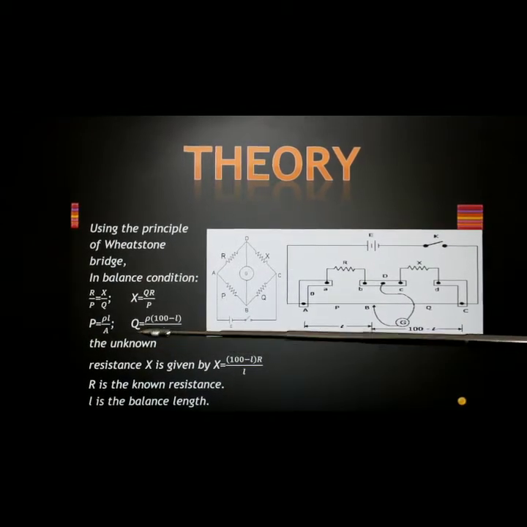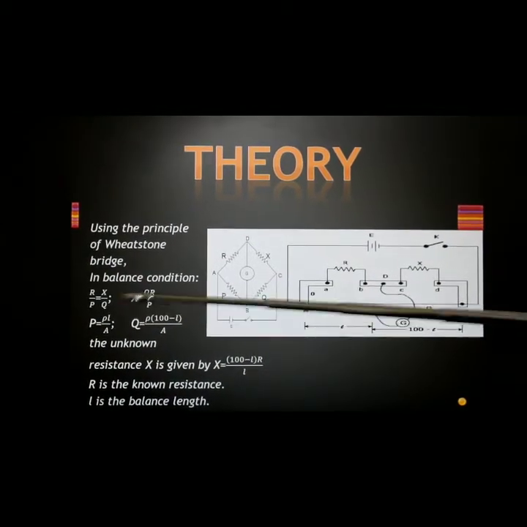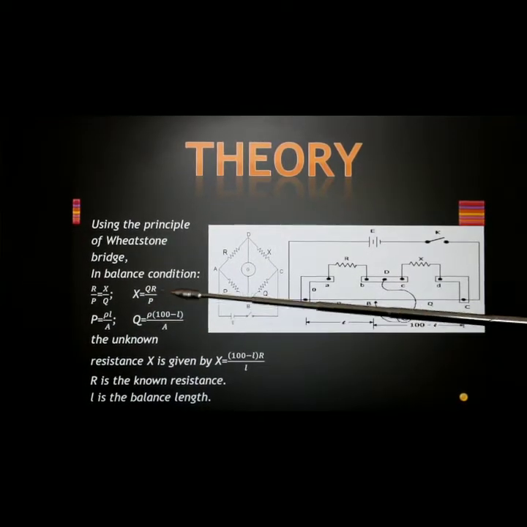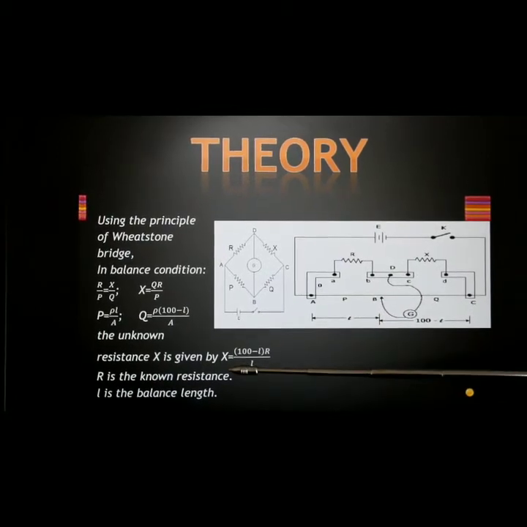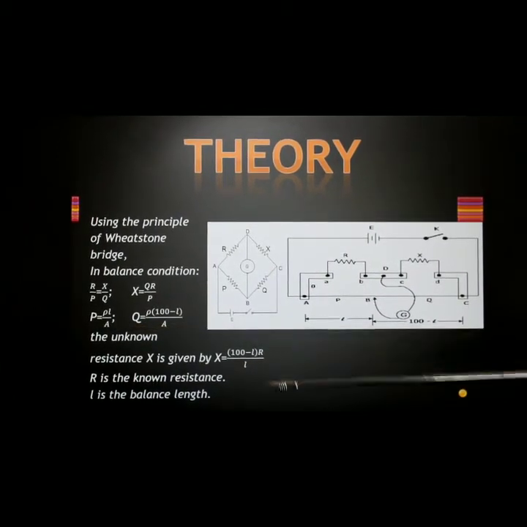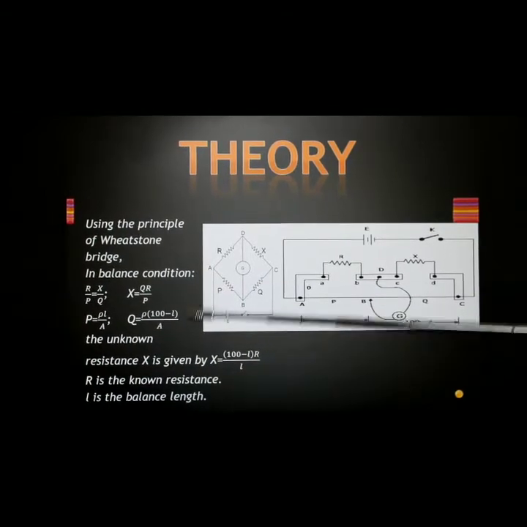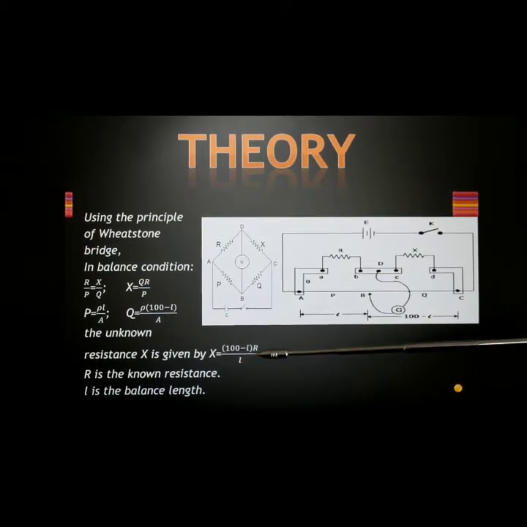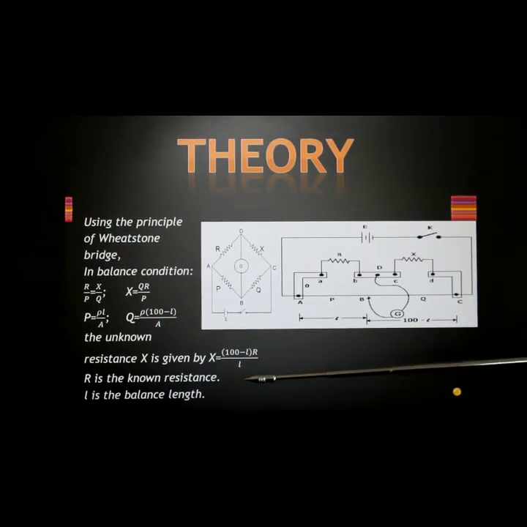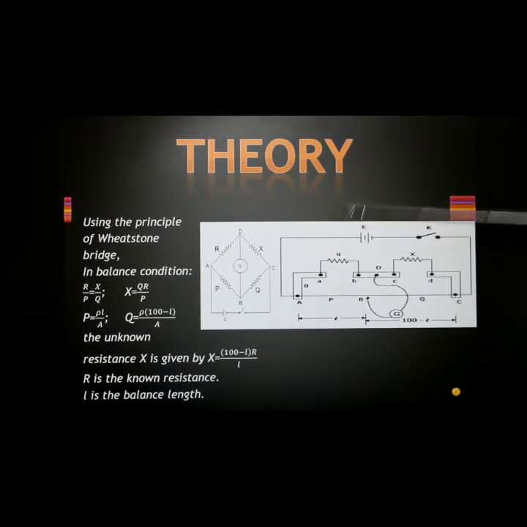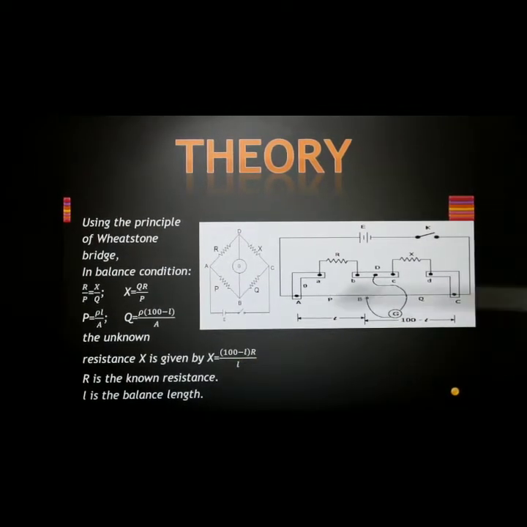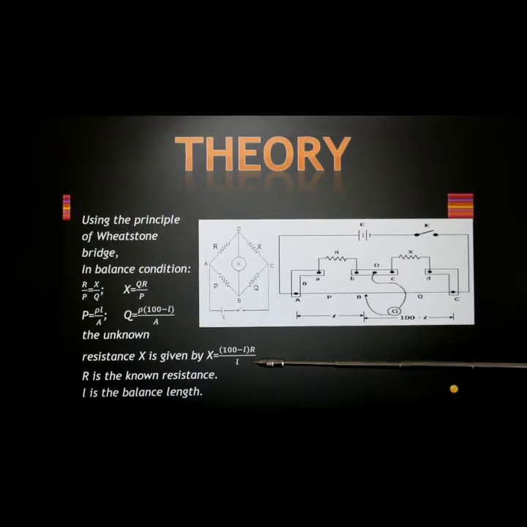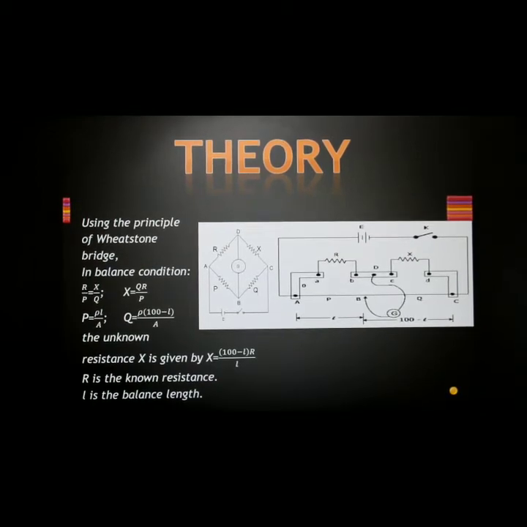So we know P, we know Q, and we know R, so the unknown is X. X will be given by QR by P. Substituting for P and Q, A and rho will get cancelled, and you are left with X equal to (100 minus L) into R by L, where L is the balance length and R is the known resistance. So this experiment only involves determining the balance length L for 5 different readings.